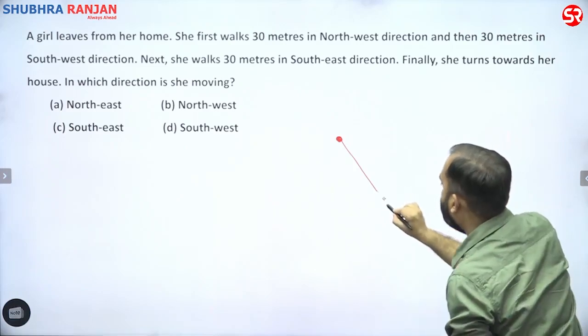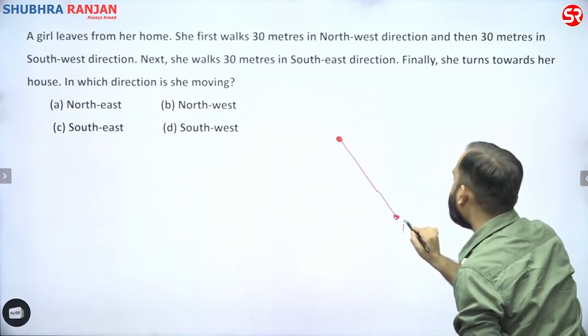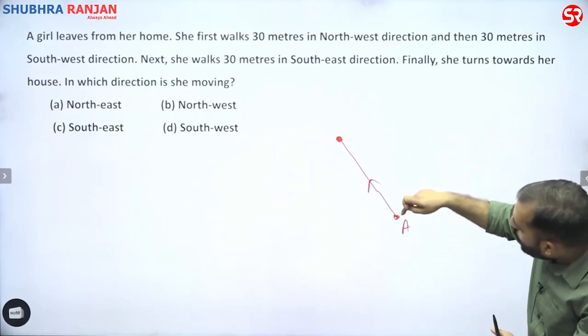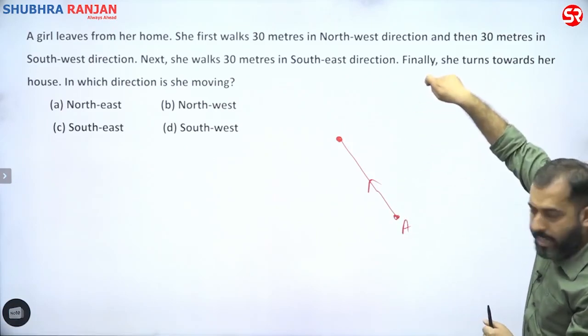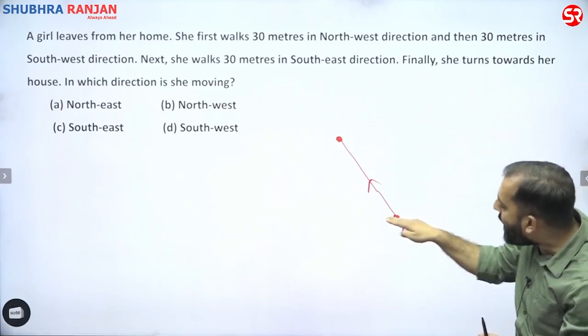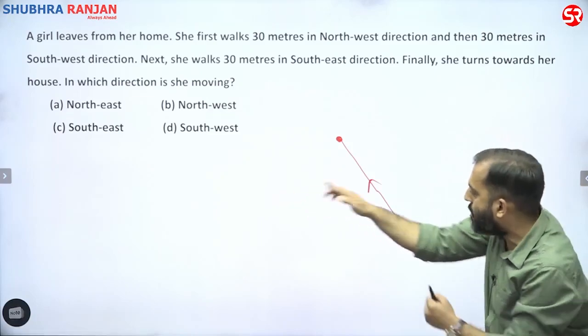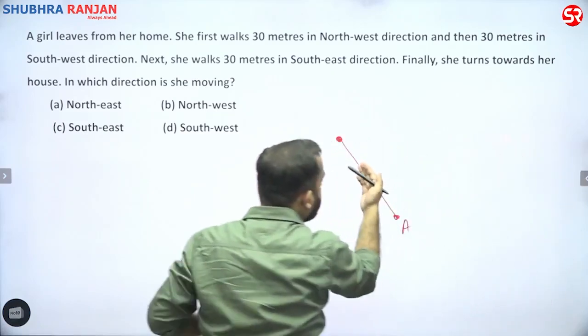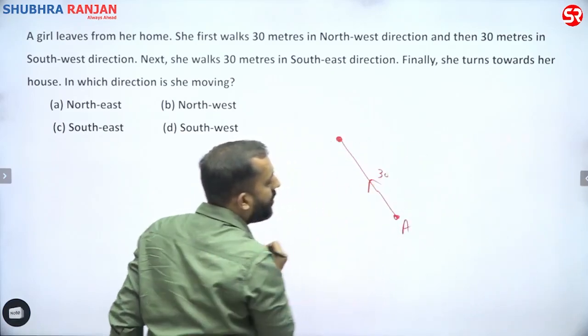Am I clear? So this is the starting point. She went northwest. From this point, if we go straight upward, it's north. From this point, if we go straight backward, it's south. It's west. So between them, north and west. Okay. And what was this distance? This distance was 30.